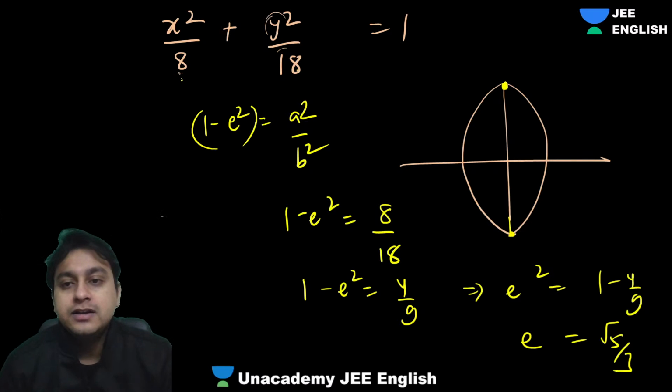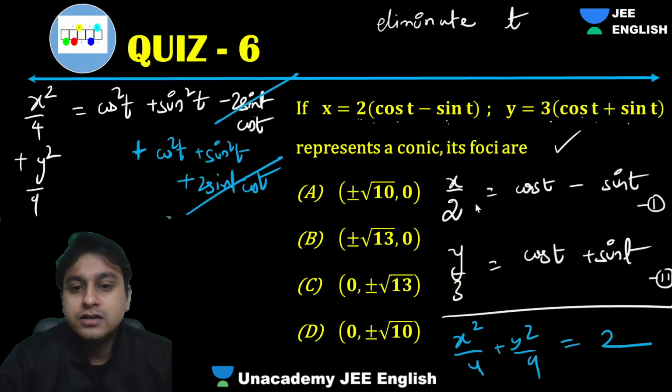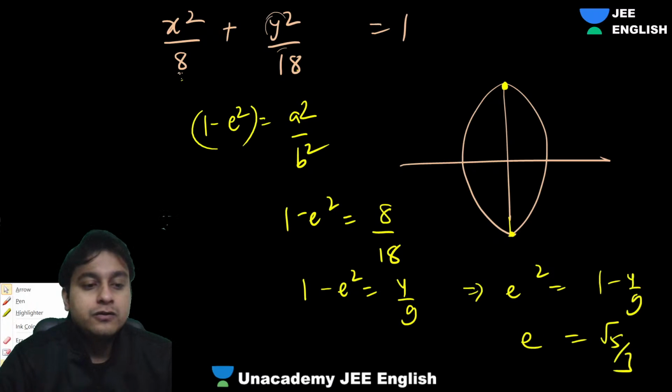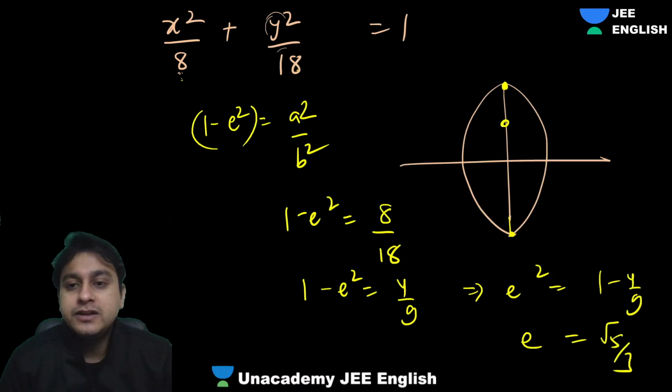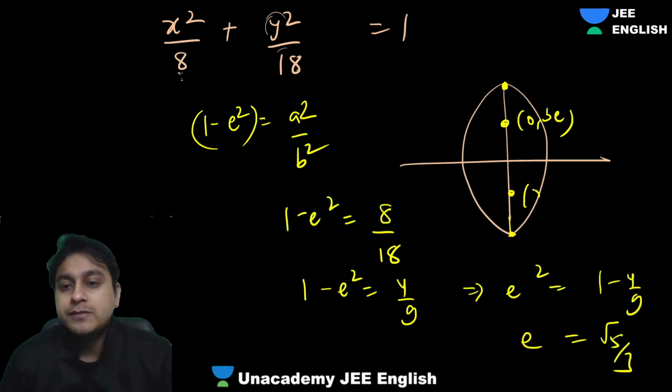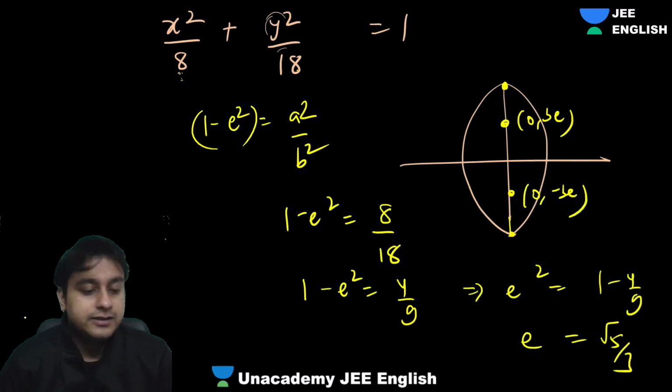Now what we want is the foci. Foci is what, guys? Everyone knows one focus will be here, one focus will be here. So it is 0 comma be and 0 comma minus be kind of thing, right? Yes.